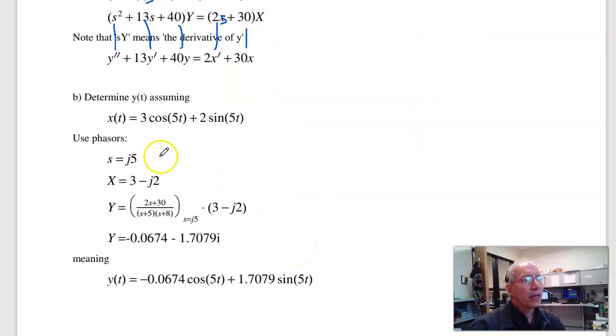Part B, if the input is a sine wave, find the output. This is where phasors come into play. This is true for all s. In this case, I want to know what is the gain at s equals j5, the frequency of the sine wave. The input in phasor notation is 3 minus j2. The real part is cosine, minus j is sine. So this is how you represent x. Multiply it all out, I get a complex number. The real part's cosine, minus j is sine.